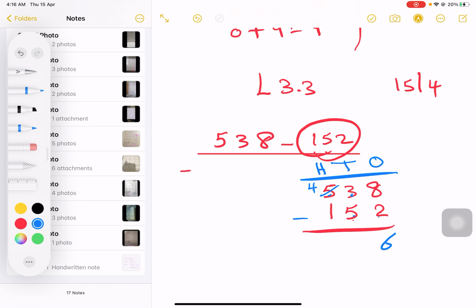The 100 I will make it 10 tens. So this will be 13 tens. So I take 100, so the 5 will become 4. The 100 that I take I will make 10 tens, and I will add it to the 3. So in the tens I will have 13 tens.